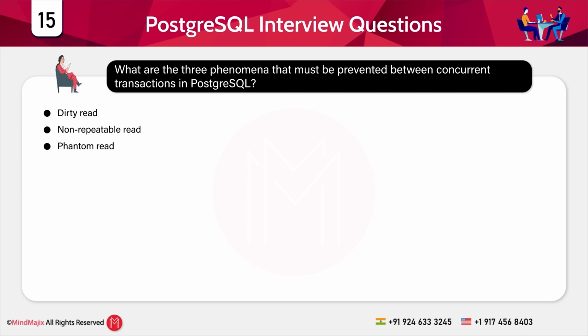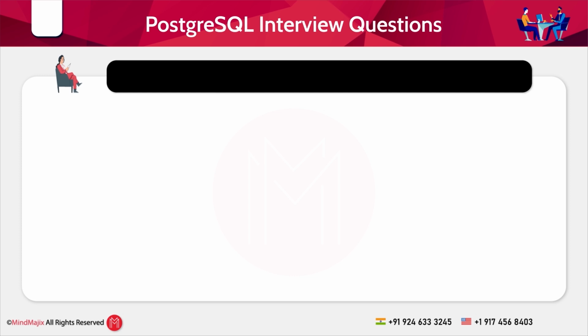The second unwanted phenomenon is non-repeatable read. This specifies a transaction that rereads data it has previously read and then finds that another transaction has already modified that data. And the third type of unwanted phenomenon is the phantom read. Phantom read specifies a transaction that re-executes a query returning a set of rows that satisfy a search condition and then finds that the set of rows satisfying the condition has changed due to another recently committed transaction. The next question is, what do you understand by an inverted file in Postgres?